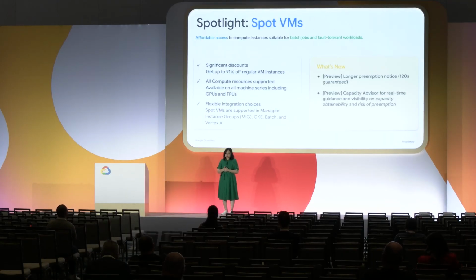Let's talk about spot VMs. So if you have workloads that are batch or fault tolerant, spot VMs are a great way to lower your cloud bill. Up to 91% off of on-demand, spot VMs provide the same performance and machine types as regular VMs. Now, they are preemptible at any time, so you want to make sure that the workloads you place on spot VMs are either easily checkpointable, stateless, or restartable.